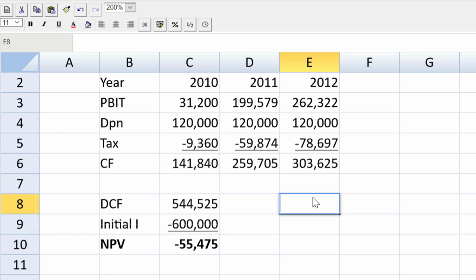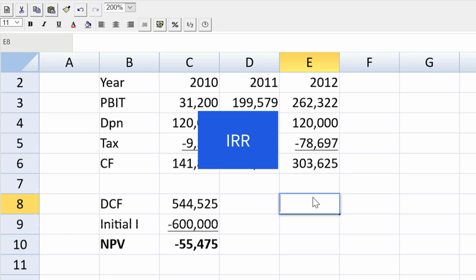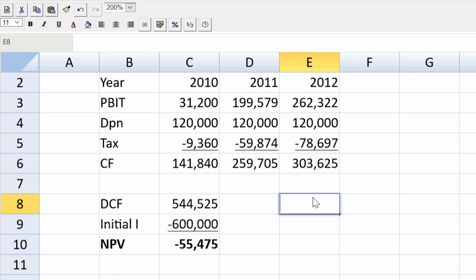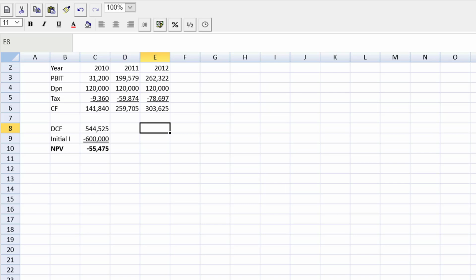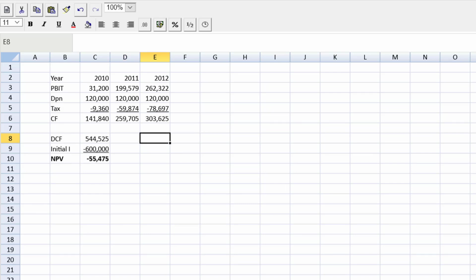Let's now calculate internal rate of return. The question did not ask for that, but why not practice with it? So the internal rate of return, that is the discount rate that gives us a zero NPV. Let me zoom out a bit. Now I'm going to need to change my layout a tiny bit here.